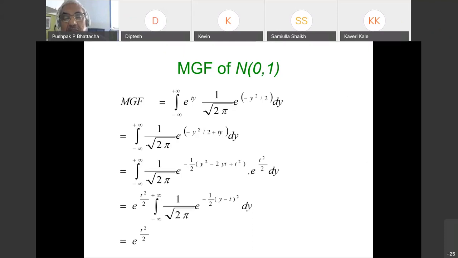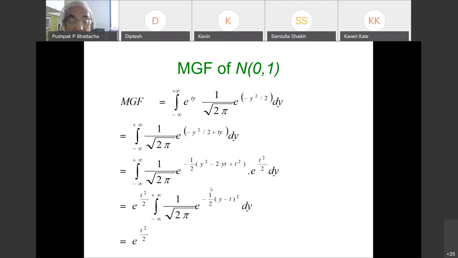So for Sn minus n mu by sigma root n, the moment generating function will again yield e to the power t square by 2, which means we will be proving that this quantity is also a standard normal distribution. Okay, so let us remember this very important result. The moment generating function of a standard normal distribution with mean 0 and standard deviation 1 is e to the power t square by 2.